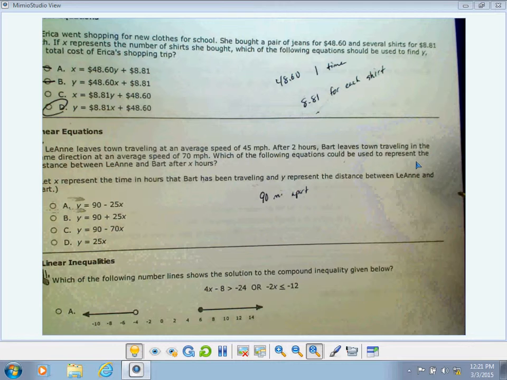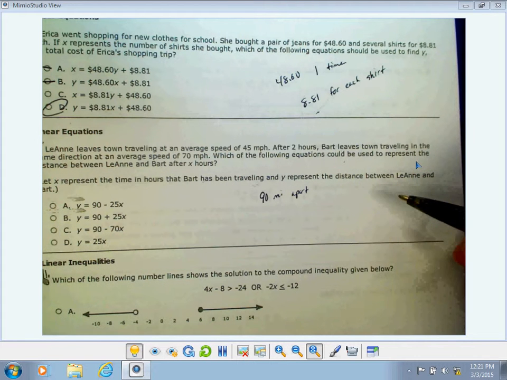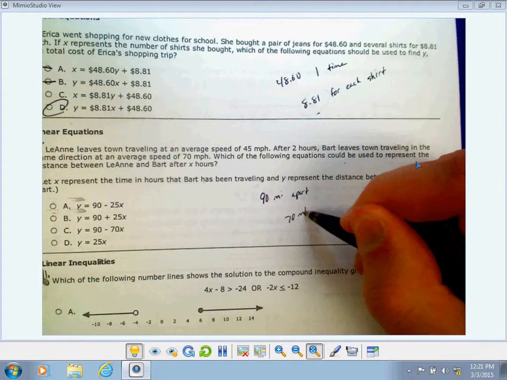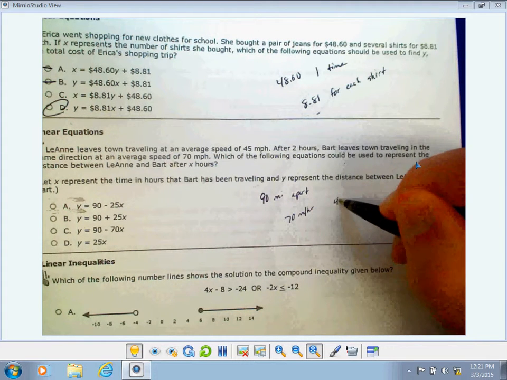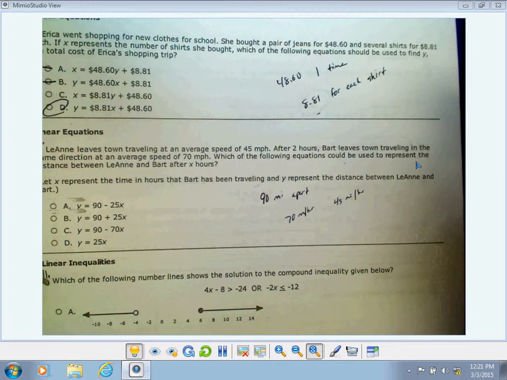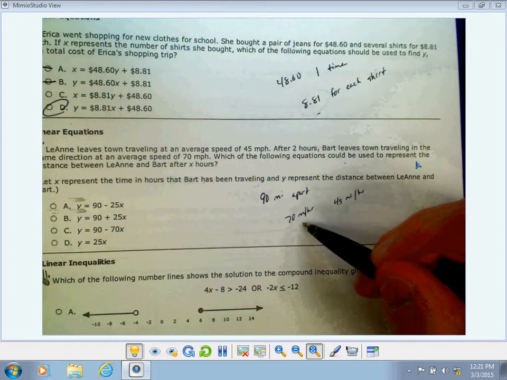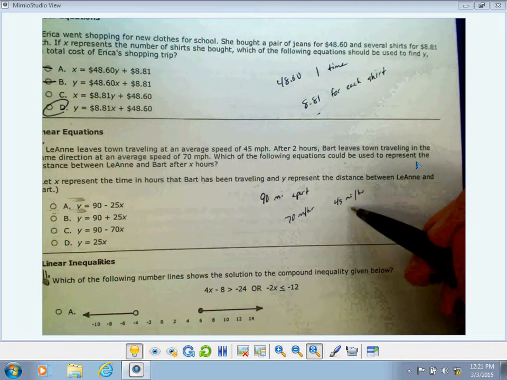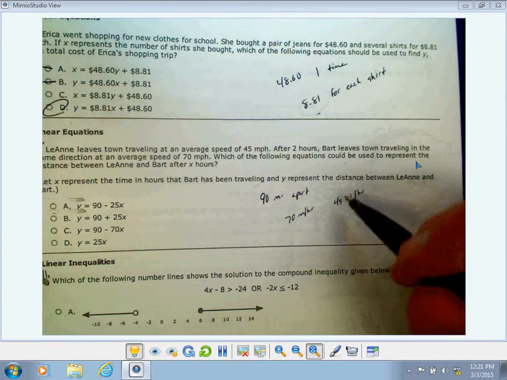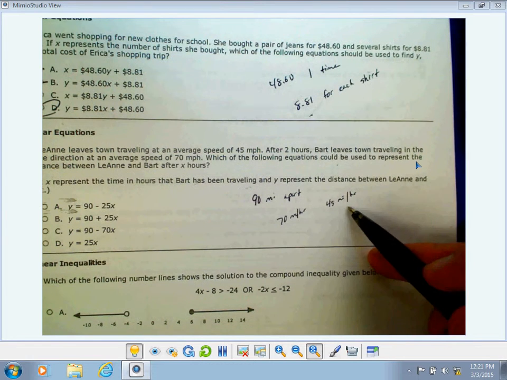And then what's going to happen is Bart is going to go 70 miles an hour while she's only going 45. So Bart is going to catch up, right? 70 miles an hour for Bart and 45 for Leanne. Since he's going faster, he's going to get closer to her, right? So their distance is going to get closer. The question is by how much? If you notice, there's a 25 mile per hour difference.